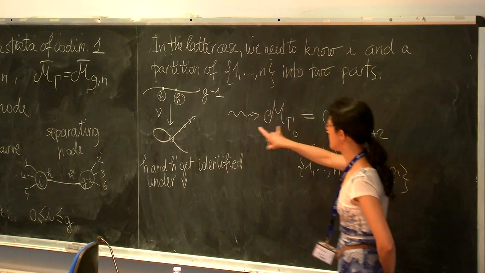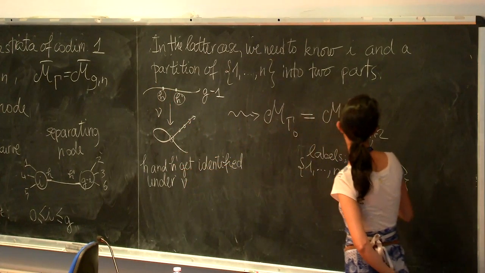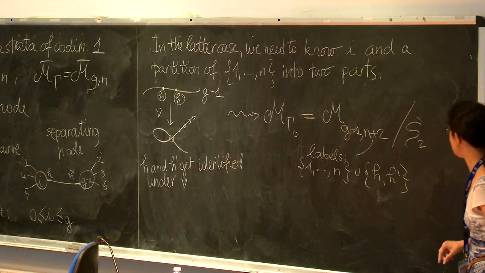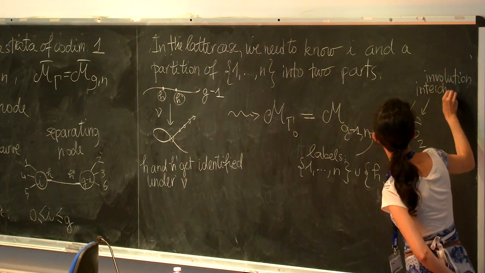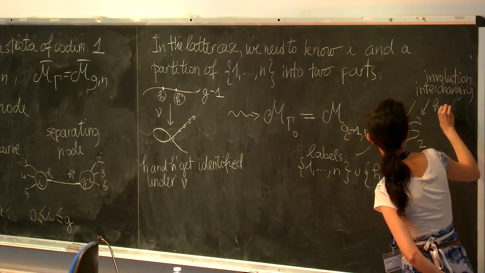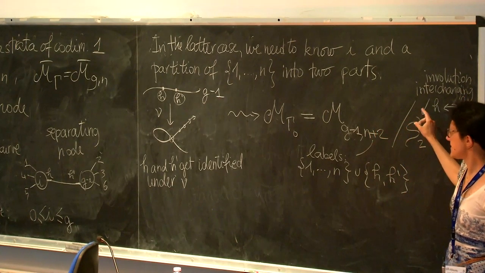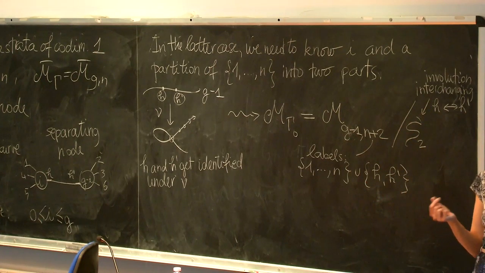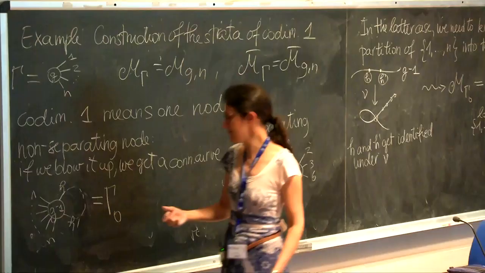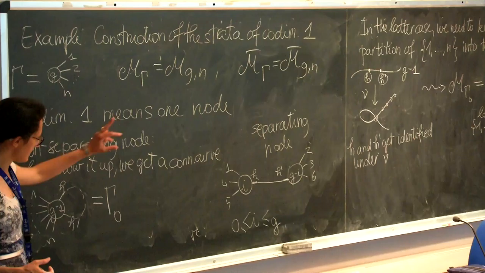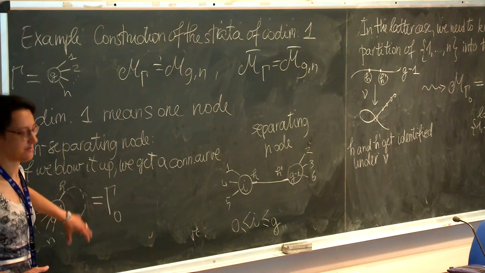Is that everything? Well, no, because after we identify them, there's no difference, we may switch h and h prime, so we have to divide by an involution. This is my notation for the symmetric group, the involution interchanging h and h prime. Geometrically, we know that if you identify two points, we don't know anymore which one was the first one and which one was the second one. But morally, we can also say we need to divide by an involution interchanging h and h prime, because this is the automorphism group of the graph.